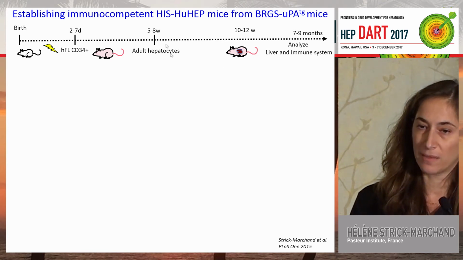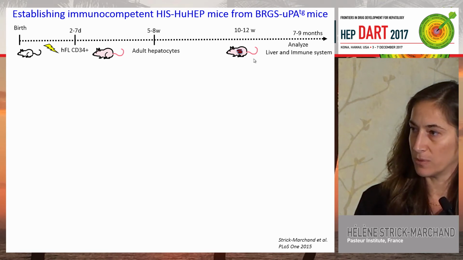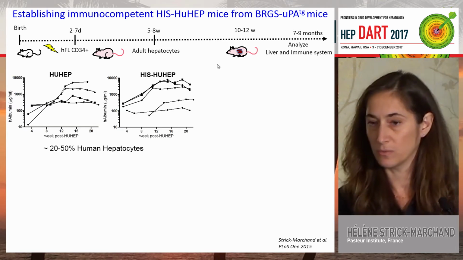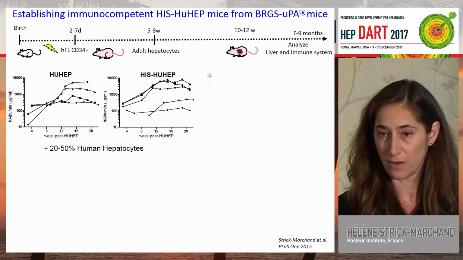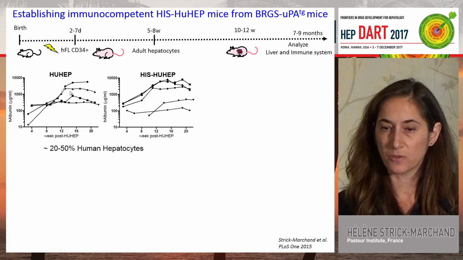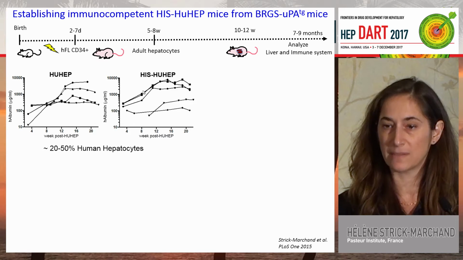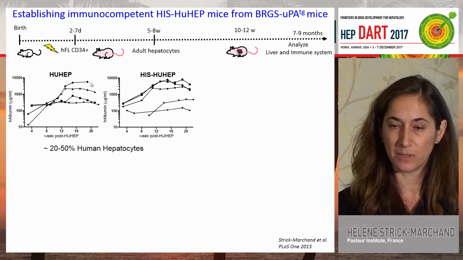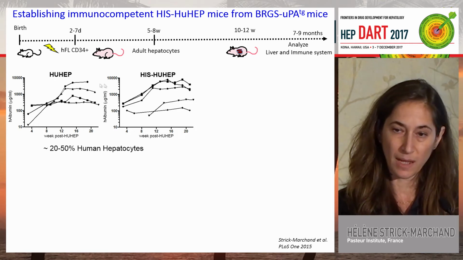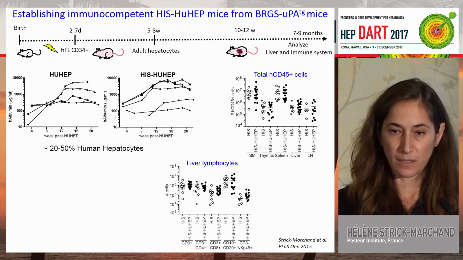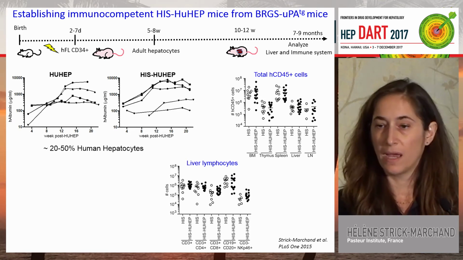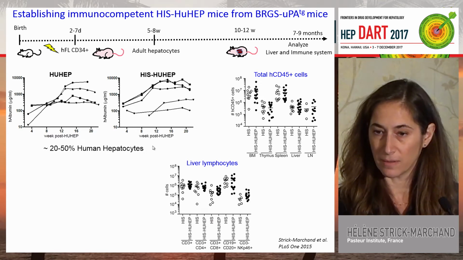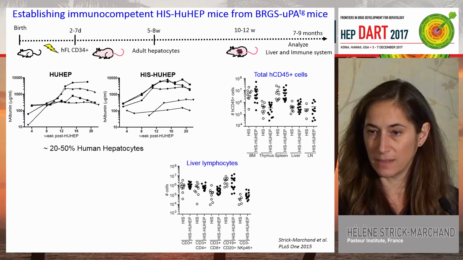Now, if you inject the adult hepatocytes at a later time point, you don't get co-engraftment. So this is probably due to a tolerogenic liver environment. If you compare animals that are grafted just with hepatocytes with animals grafted with immune system plus hepatocytes, you get similar liver chimerism and similar kinetics over time. You get 20 to 50% of the human hepatocytes that are engrafted, and so the liver is highly chimeric.